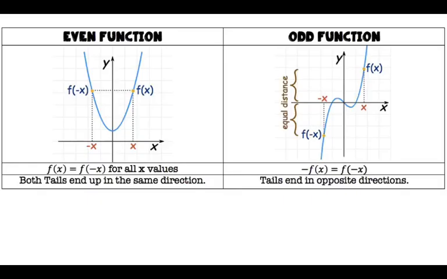Alright, so remember, with an even function, both tails end up in the same direction, and with an odd function, one tail ends up and the other one goes in the opposite direction.